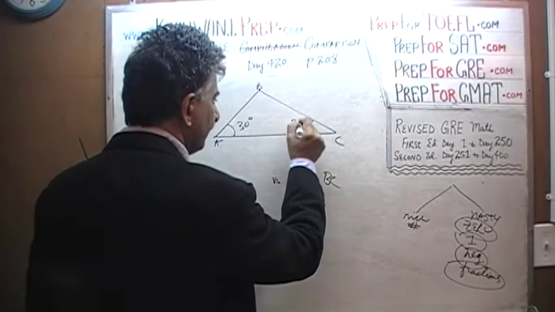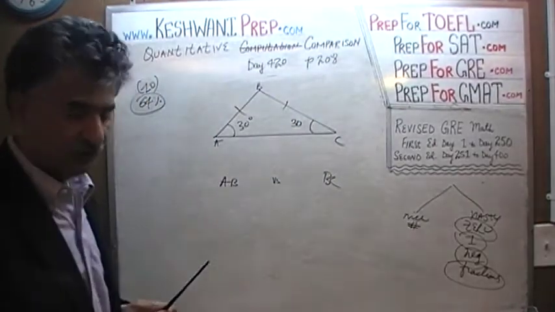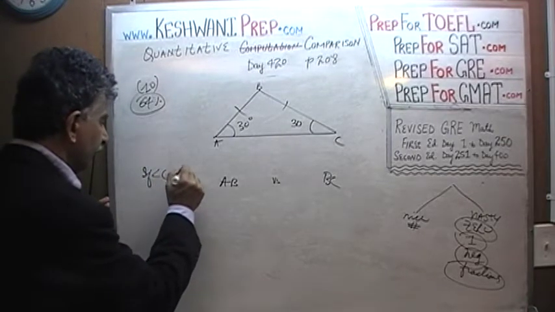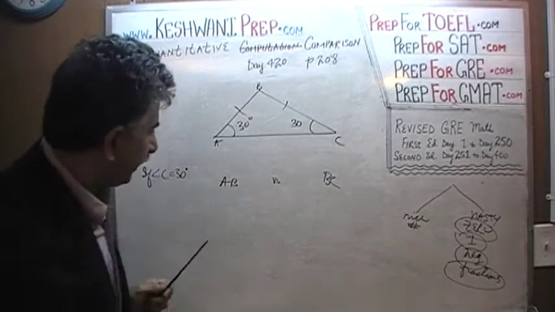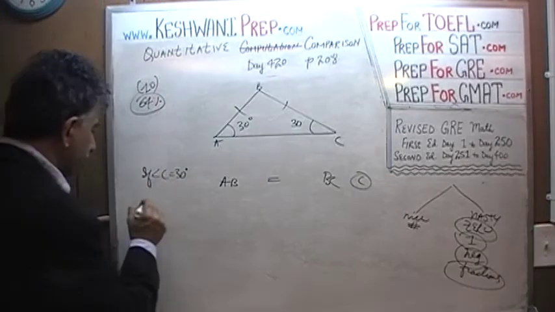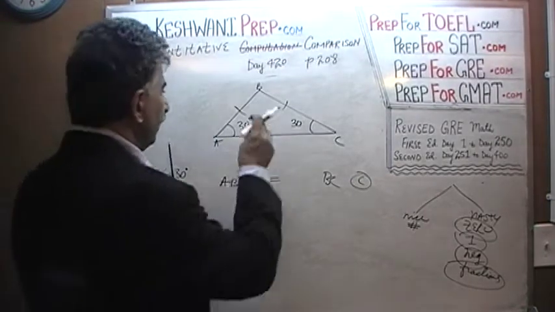If this angle happens to be 30 degrees, and if this is 30 degrees, then these two sides will be equal because it will be an isosceles triangle. So if angle C equals 30 degrees, then AB would be equal to BC, in which case the answer would be C.